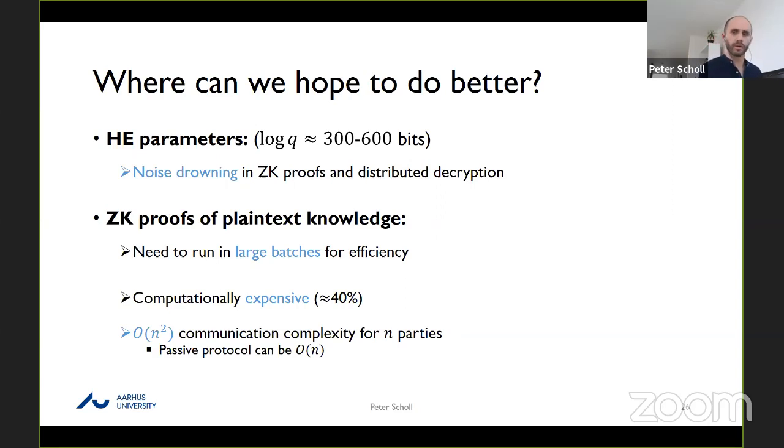Whereas here, as soon as you throw in zero knowledge proofs, which you need everyone to be able to verify to ensure no one's cheating, then we don't see how to avoid this quadratic blowup. That would be something nice to avoid.